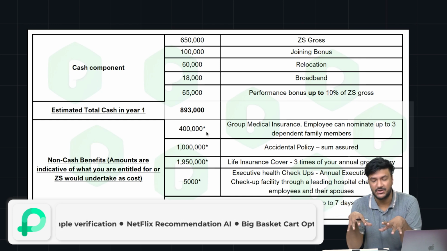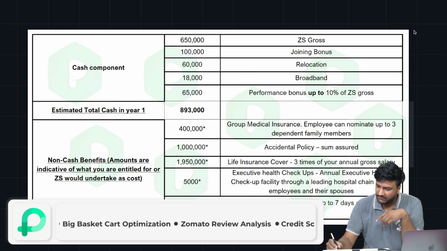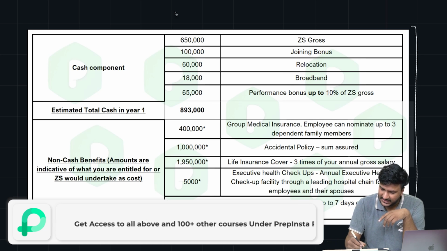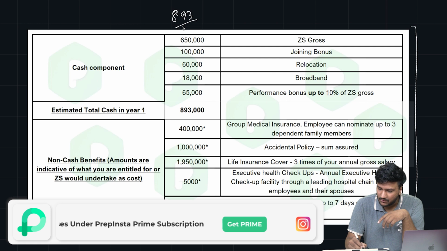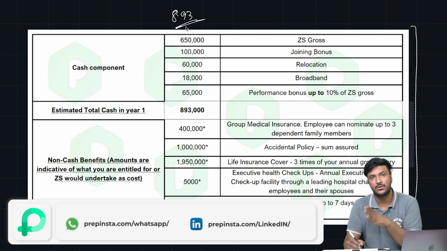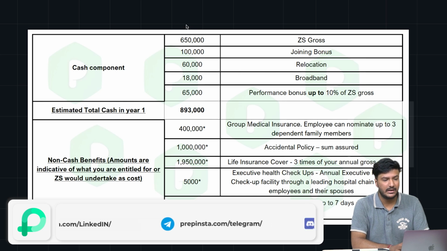This is the latest information that we've gotten, so you can have a look upon it. This is the package and the whole thing. Basically, I think the package is 8.93 as of now. This is for DAA, BTA and BOA. There's another role which has a higher package. I'll talk about that a little later.